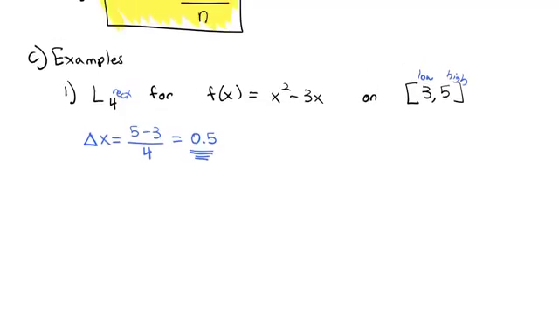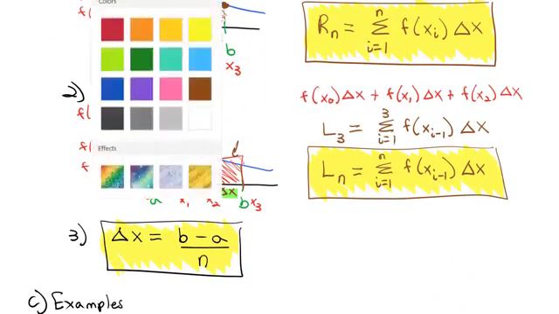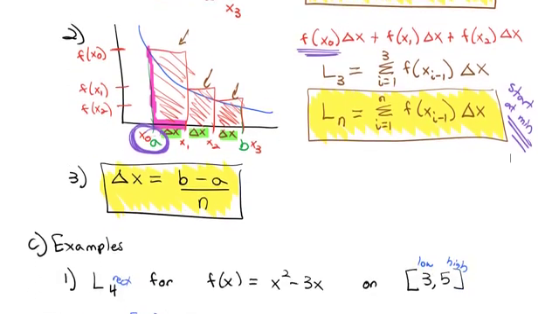Going back to our theory up here, we want left rectangles. Notice the left rectangles started at f of x sub 0. We start at that minimum value. With left rectangles, we start at the minimum.